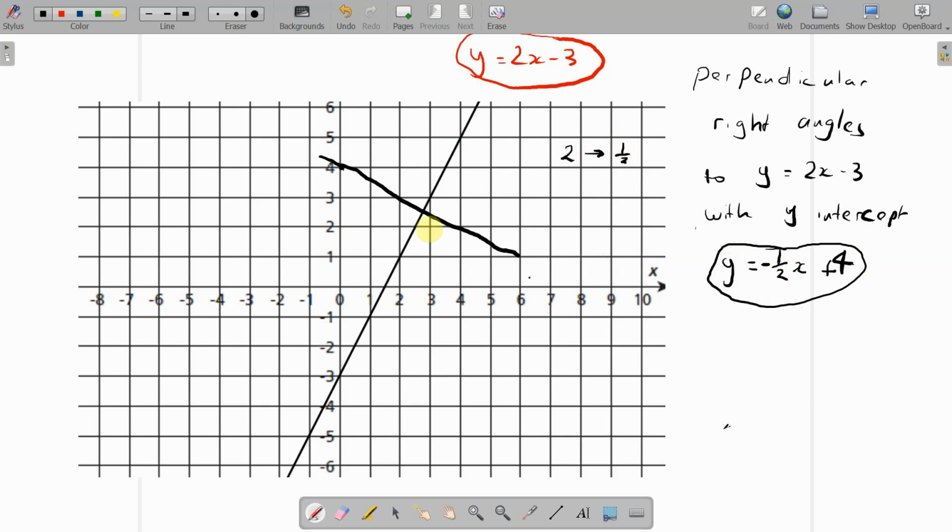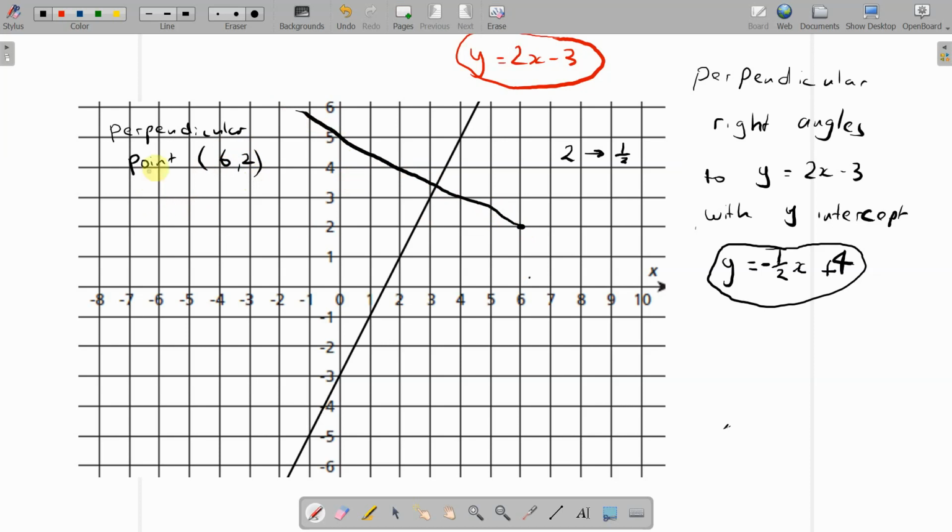Okay, one more. I'll do it over here. I'll just get rid of that line. So I'm going to do a line perpendicular to this one, but going through a point. And we'll make it there. So it's going to go through there. 6, 2. And it'll look like something like this.